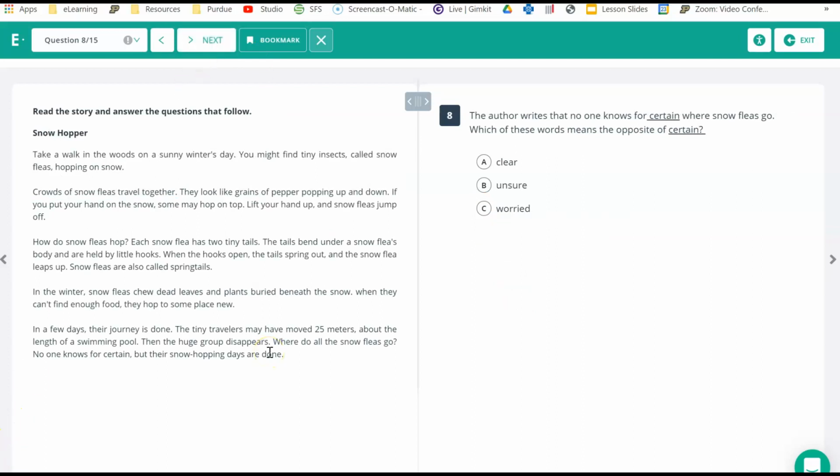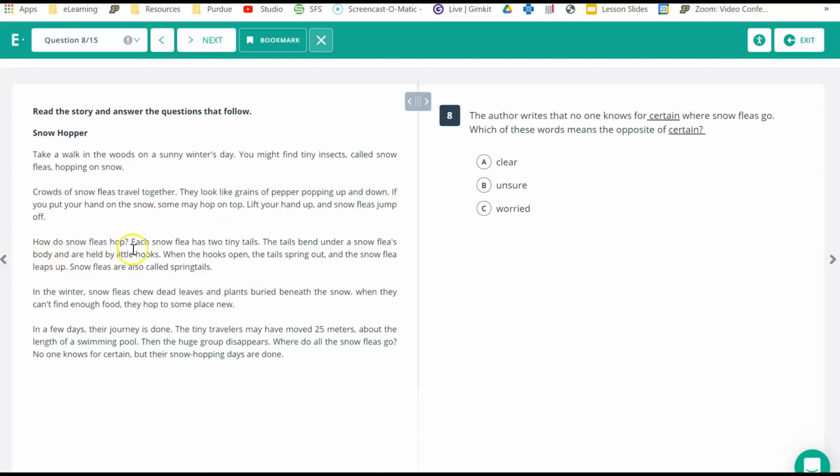This is the last one we will be doing together. The rest of them you will be doing on your own. Snow Hopper. Take a walk in the woods on a sunny winter's day. You might find tiny insects called snow fleas hopping on snow. Crowds of snow fleas travel together. They look like grains of pepper popping up and down. If you put your hand on the snow, some may pop on top. Lift your hand up and snow fleas jump off.